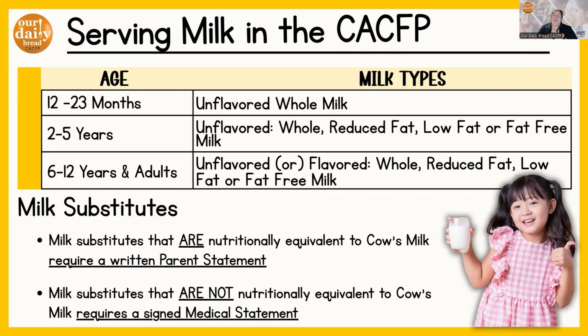We're going to start to see the change as we go into 2 to 5-year-olds. What we see now is they can have unflavored whole, reduced fat, low fat, or fat-free milk. So on top of your typical low fat and fat-free, you now can add whole and reduced fat to that. This does not mean you have to start serving these milks. This just means you have some flexibility that if you wanted to, you could serve these milks. And then we'll see that transition continue into our 6 to 12-year-olds and adults, and they can have unflavored or flavored whole, reduced fat, low fat, or fat-free milk.